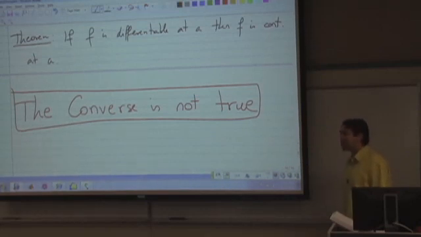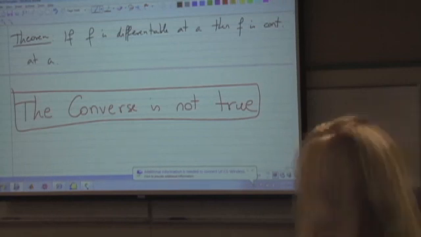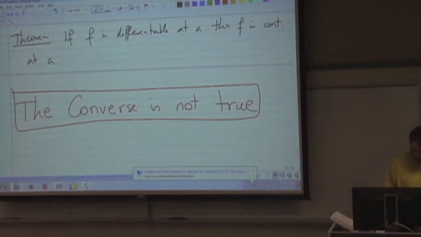Well, that basically says that if your function is not continuous at a point, it certainly won't have a derivative. Does that make sense? Okay.